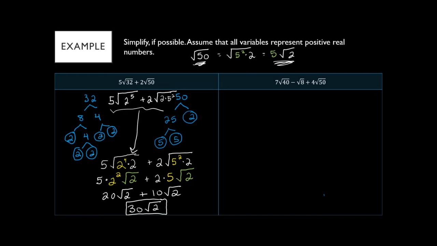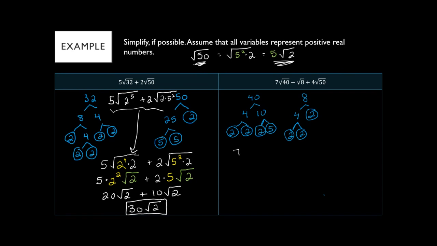So we've got 7 times the square root of 40. So I need to split 40 up. And so first thing I think of is 4 times 10. 4 is 2 times 2. And 10 is 2 times 5. We've got the square root of 8, and we know that's 4 times 2, whoops, 4 can be split up as 2 times 2. And then we've already got the square root of 50, which we did already.